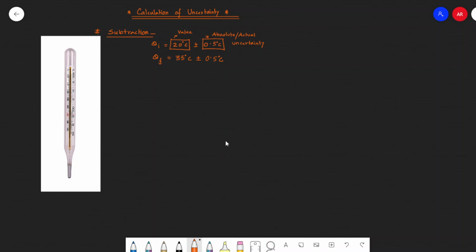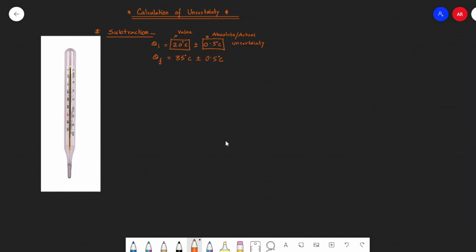Hello dear, this is the calculation of uncertainty. Here we are going to start the calculation of uncertainty when two physical quantities are in a form of subtraction. So for an example, we have taken initial temperature and final temperature.